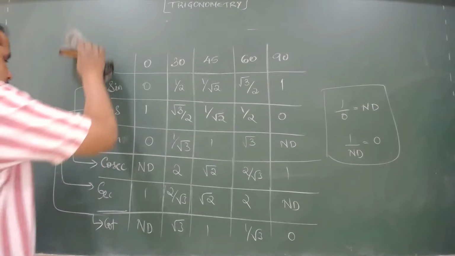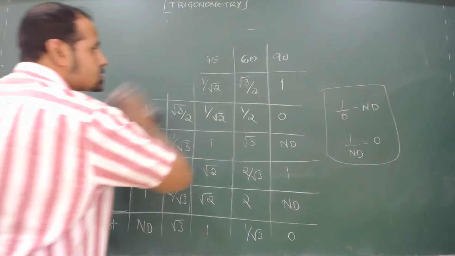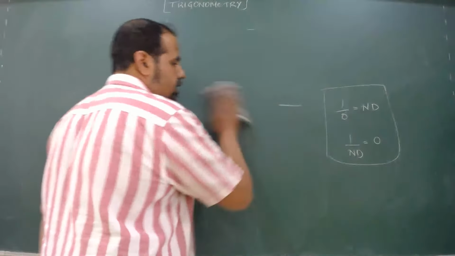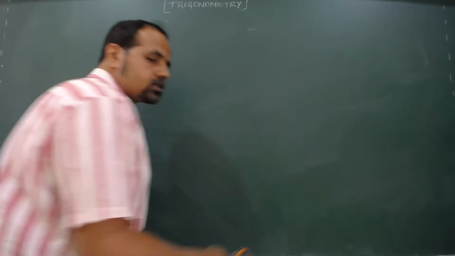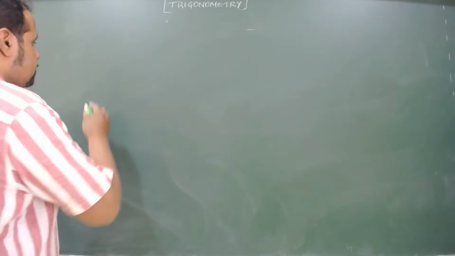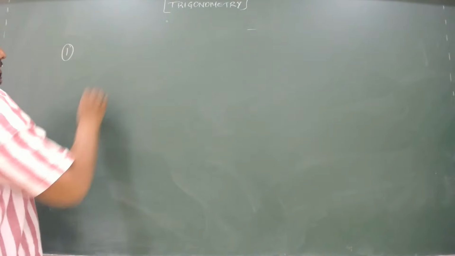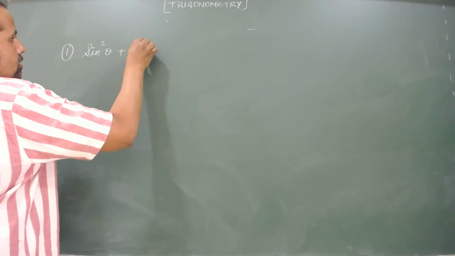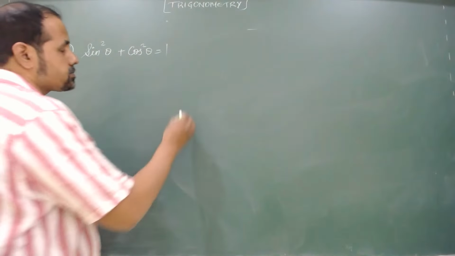Then comes the last concept. You all are well versed with these things. And the last one, before proceeding with the numericals, I have to discuss all these formulas. The first identity, sine square theta plus cos square theta is equal to 1. This is the first identity.